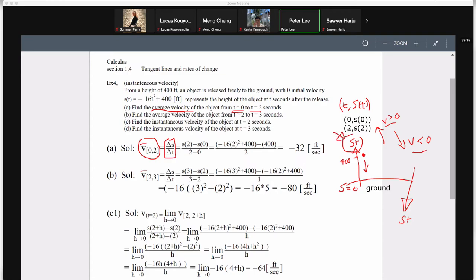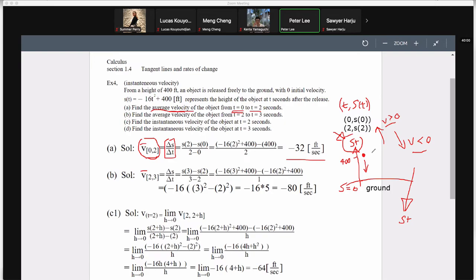Anyway, we'll revisit this topic when we get to, I think, chapter 4. Okay, we'll get there again. This is a free fall type of problem. So we get minus 32 feet per second. What that means is, on average, what does it do? From t equals 0 to t equals 2, it is moving minus 32 feet per second.